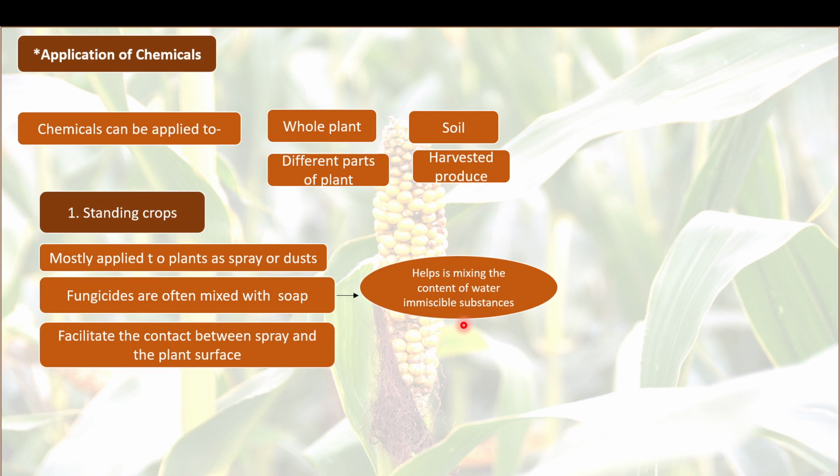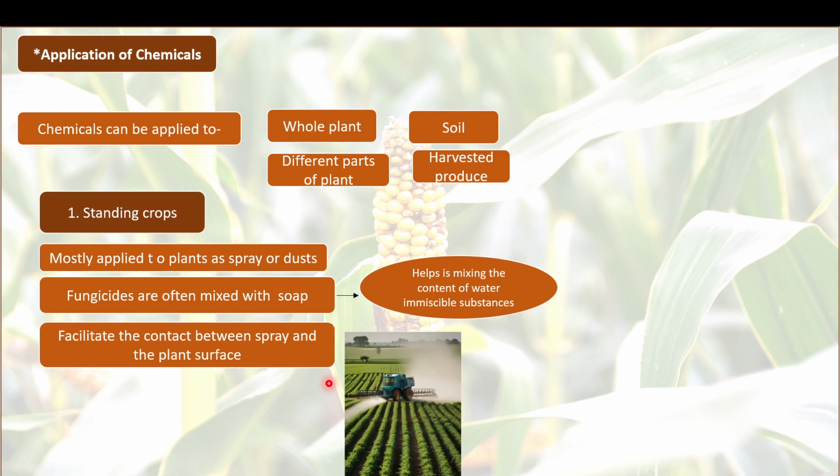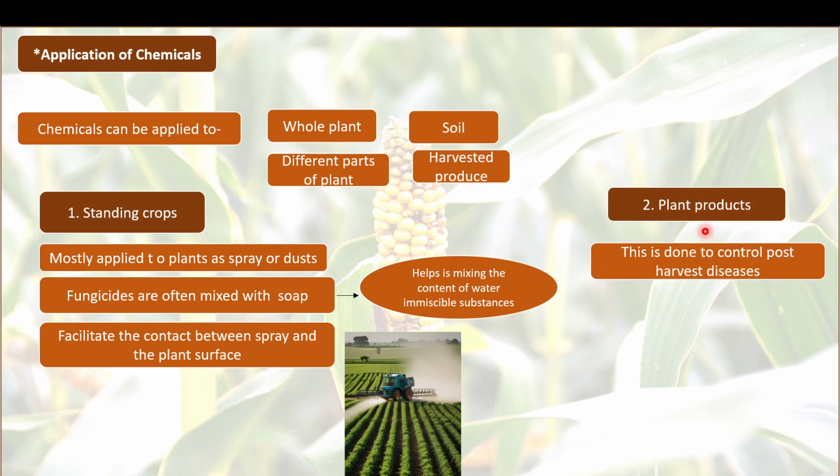There might be chemical substances which are immiscible in water. So when you use soap, it becomes miscible in water. You must have seen this kind of activity in your field. So all the standing crops are either sprayed or dusted on the whole plant so that it gets protection. Second is plant products. Plant products are basically your harvested produce. Whatever chemicals you use at this stage are used to control post-harvest diseases.